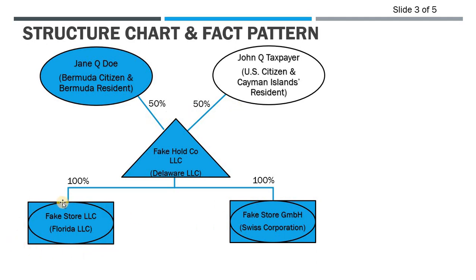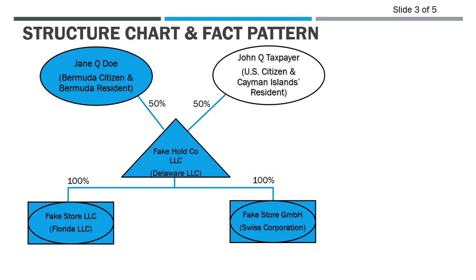And then on this side, we do have effectively connected income. So this entity is engaged in a U.S. trade or business. It generates ECI, and so we have ECI flowing up through the holding company to the non-resident partner and the U.S. tax resident partner.